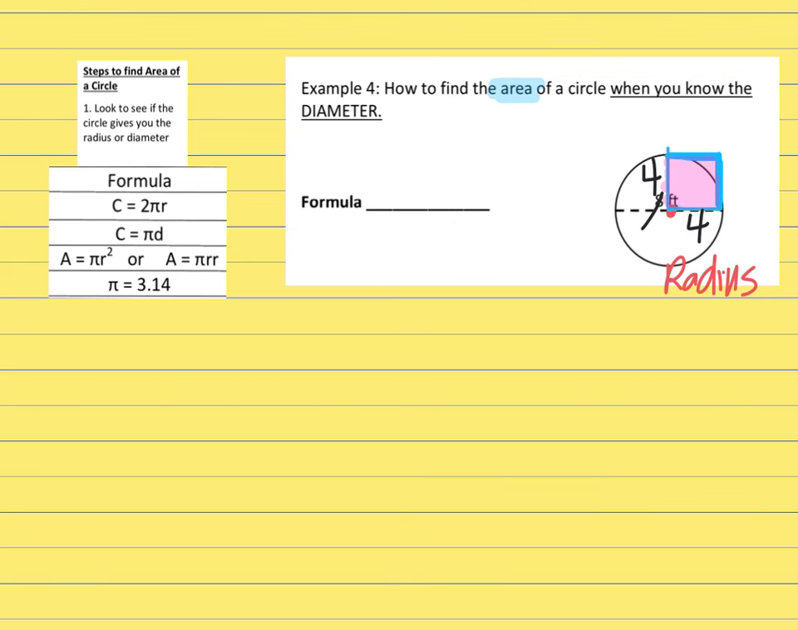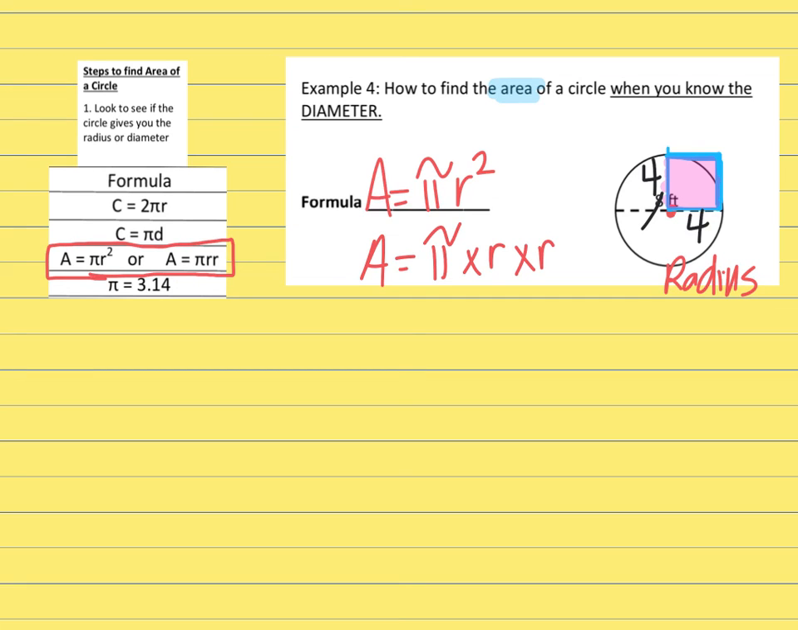Then I'm going to come over to my formulas. For area, remember, it said area is pi r squared. That's my formula. And the squared, remember, does not mean times 2. It means put down 2 letter r's, and we're going to be multiplying them all together. So area equals really pi times r times r. Pi, we've said, is 3.14. So now I can fill in my numbers: 3.14 times, in this example, our radius is now 4. And I'm going to do 4 times 4, not 4 times 2, but 4 times 4.